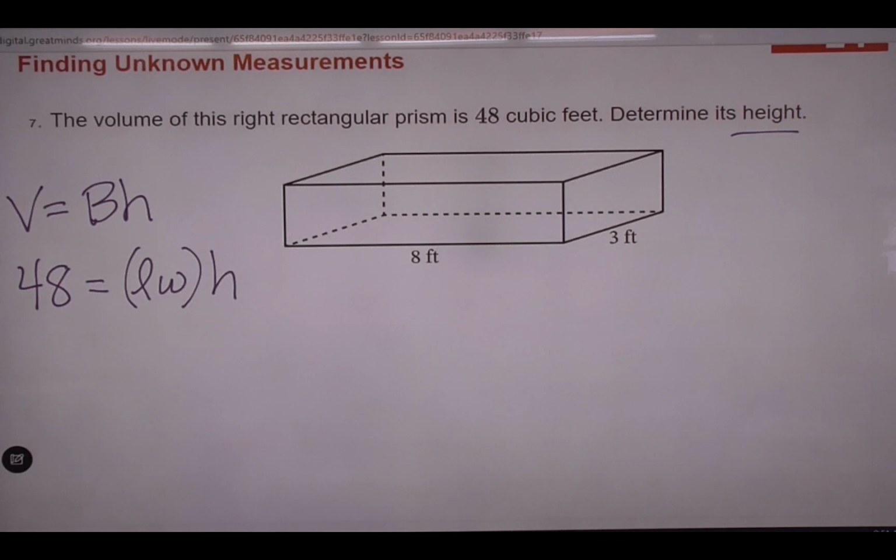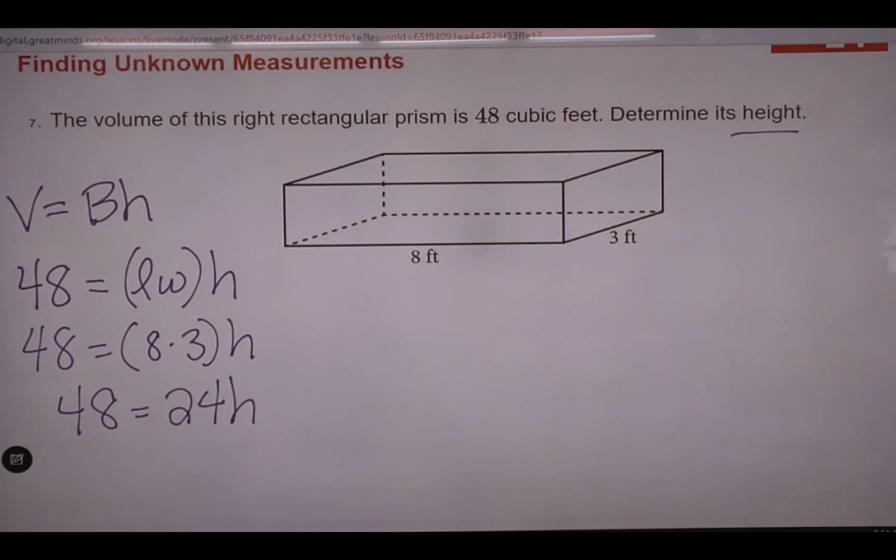All right, we're trying to find the height. So we got 48 is equal to, let's see what the length and the width of this thing is. Looks like 8 and 3. So 8 times 3 is 24, times the height, which we don't know. So Jalea said 8 times 3 is 24 H, right? So now all we have is an algebraic equation. How do we get H by itself?